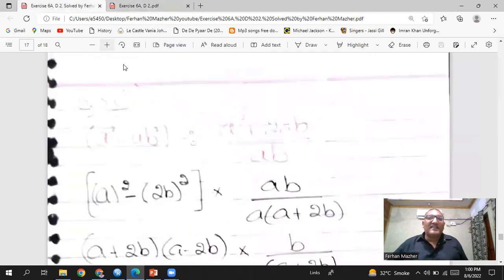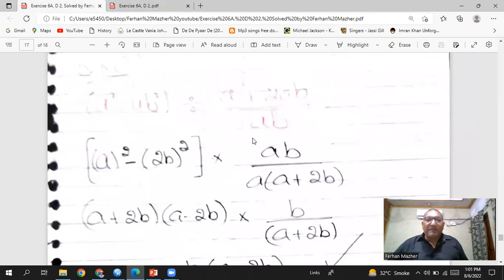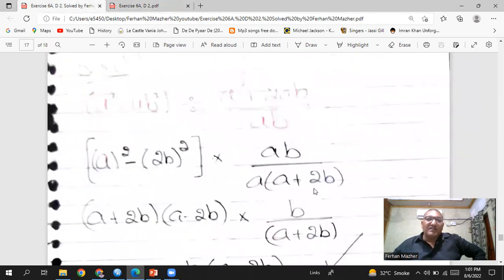Oh my God, the slide is not that clear. Okay, so I have written this a square minus 2b square bracket. Convert this into multiplication sign. So this fraction will flip. So 2ab will come upstairs and a bracket a plus 2b bracket close. So I've taken a common from these two.